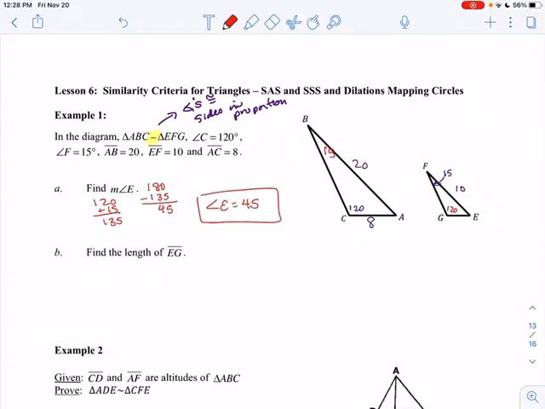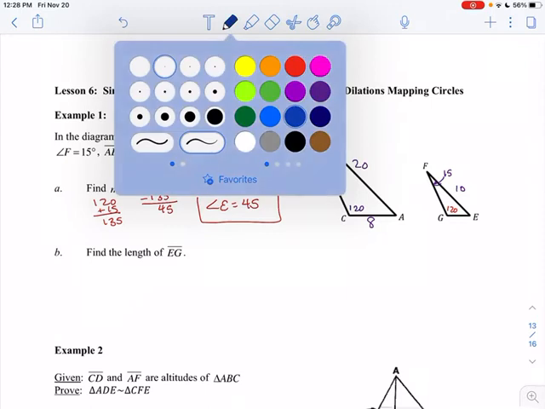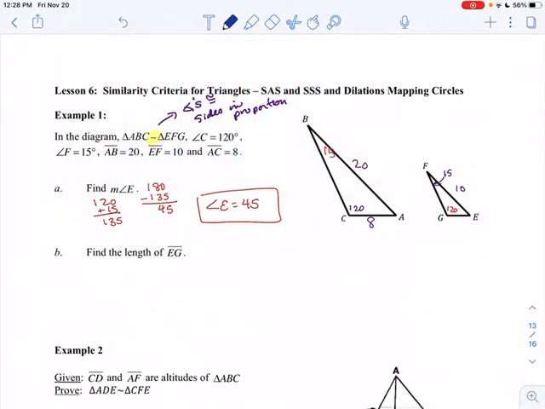All right, second part of this, get a new color here. I want to find the length of EG. So I don't know what EG is. I'm going to call it X. But look, these two sides are corresponding. And these two sides are corresponding. Corresponding sides are in proportion. So I'm going to make up a proportion.